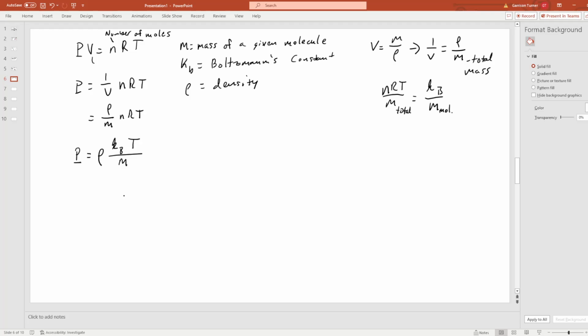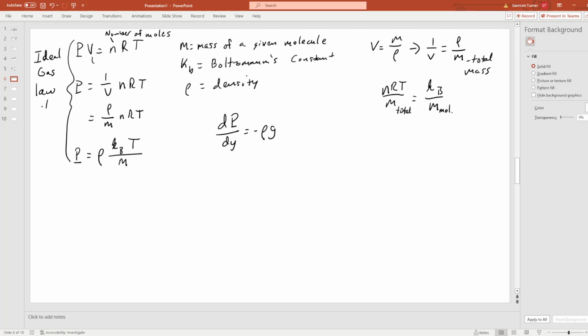We can now relate this to our previous result. Remember, our previous result said that the change in pressure per height was equal to negative rho g. And by the way, this is the ideal gas law. I guess I should have made that 100% clear. This is the ideal gas law.